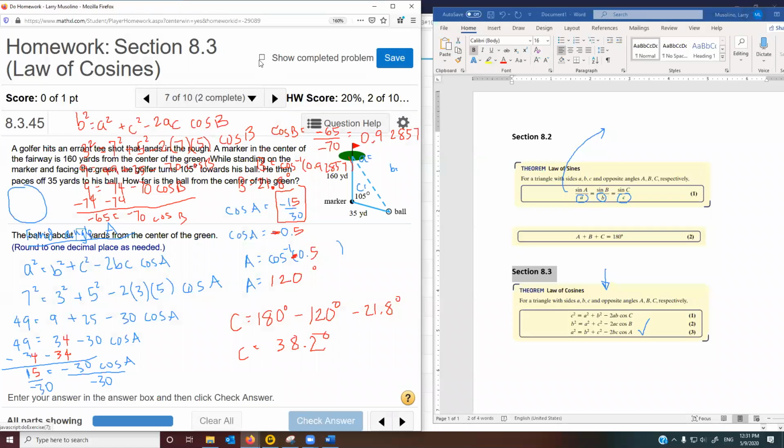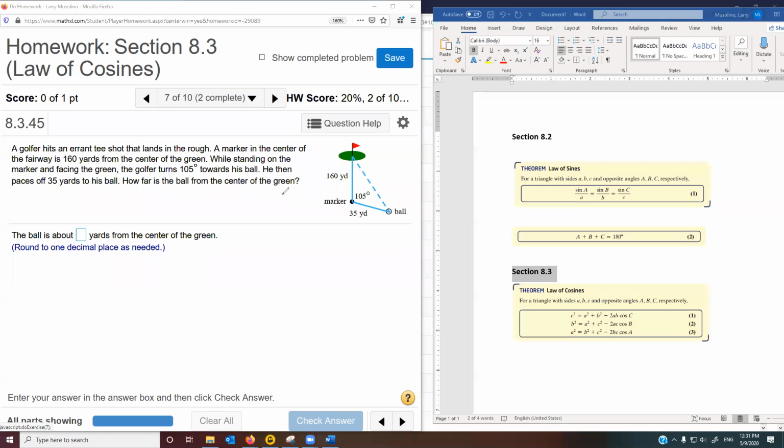Let me go to this example here. Let's read this one over. All right, so this one says a golfer hits an errant tee shot that lands in the rough. So it looks like here is the ball. A marker in the center of the fairway is 160 yards from the center of the green. And it says, while standing on the marker and facing the green, the golfer turns 105 degrees. He then can walk off 35 yards to the ball. How far is the ball from the center of the green?